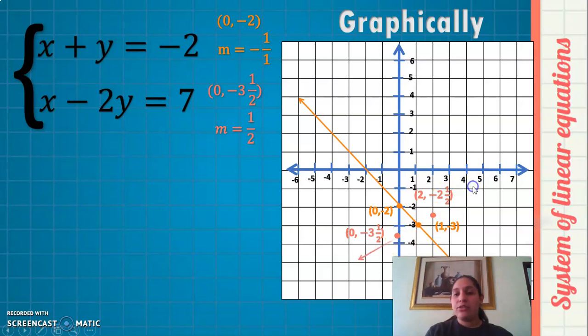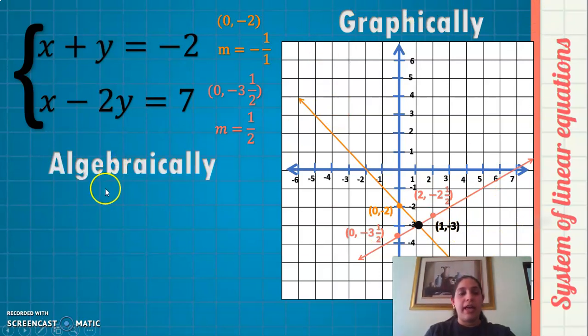I connect my 2 points, and as you can see, the point where both equations intersect with each other is 1, negative 3. So I find my solution in here. And now that I solved it graphically, I'm going to solve it algebraically. Algebraically, it's just the same. x plus y equals negative 2. And I'm going to substitute with the values I found, 1 and negative 3.